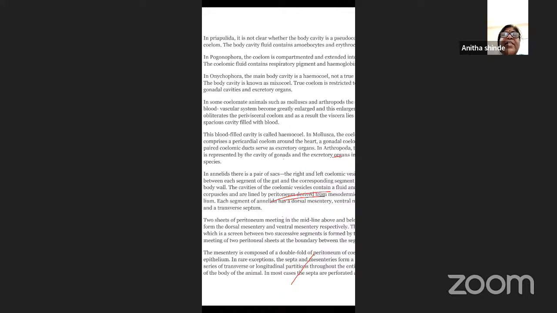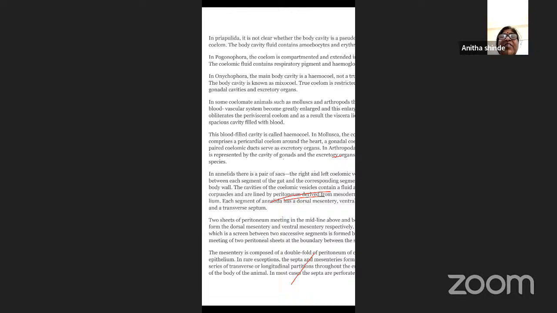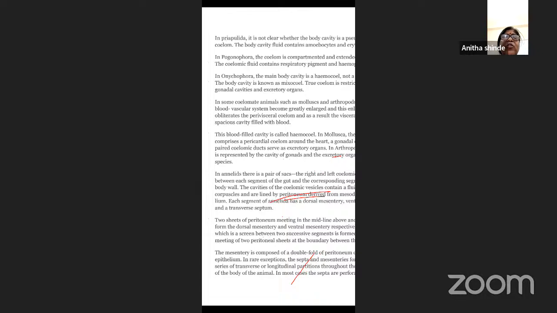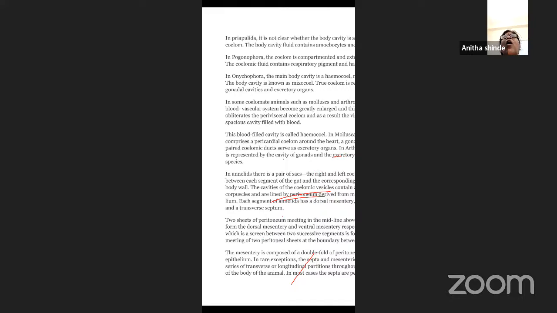In some coelomate animals, such as mollusks and arthropods, the cavities become greatly enlarged, and as a result the viscera lie in a spacious cavity filled with fluid. So this fluid-filled or blood-filled cavity we call nothing but haemocoel. In Mollusca, the coelom comprises a pericardium. So in each different type of animal, they have mentioned how the coelom is, how it has bifurcated, and how it holds the different organs. Again, in annelids, there is a pair of sacs, that is the right and the left coelomic vesicles. So like this, they have given how the coelom is present in different animals.